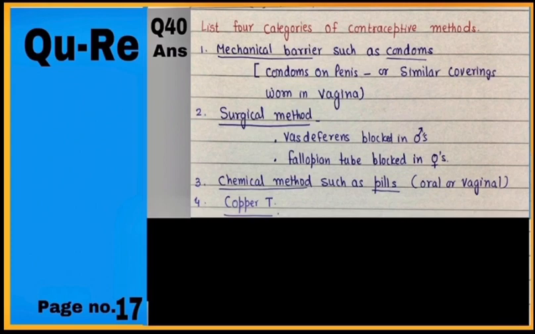Number 2, surgical method, where vas deferens is cut or tied in males and it is called as vasectomy, while fallopian tube is cut or tied in females, it is called as tubectomy. It is irreversible process. Number 3, chemical methods like pills, and number 4, copper T. These two methods may have certain side effects also.